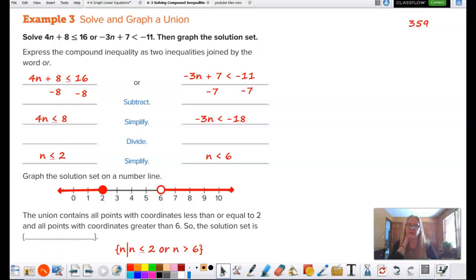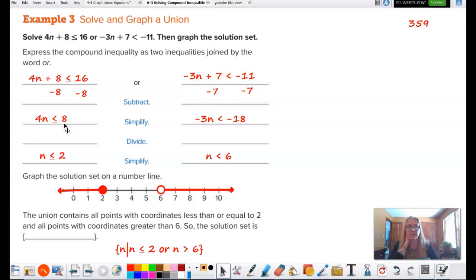Okay, so I have this all filled out for you. I'll go over it kind of slowly because I know you're trying to write. I took the first inequality and I wrote it here. I took the second inequality and I wrote it here. For the first one, keep in mind you're trying to get the variable by itself. So here I needed to get n by itself, so I'm subtracting 8 from both sides. On this one, I want to get this n by itself, so I subtract 7 from both sides. Then I end up with 4n is less than or equal to 8.